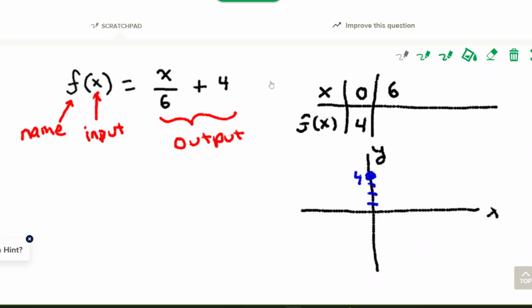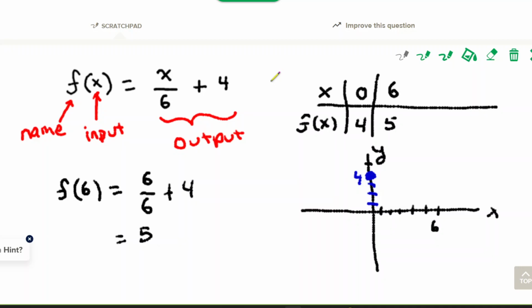All right, so f of 6 is, and then over on the right side again, how you calculate the output. Replace x with 6. So we have 6 divided by 6, and then plus 4. This would be 1 plus 4 or 5. So the value of f at x equals 6 is 5. So we have 6 on the x-axis, and then 5 on the y, and there's another point. I'll plot this point. There's the ordered pair 6, 5 right here.